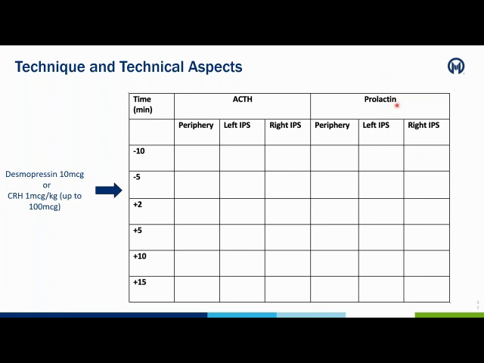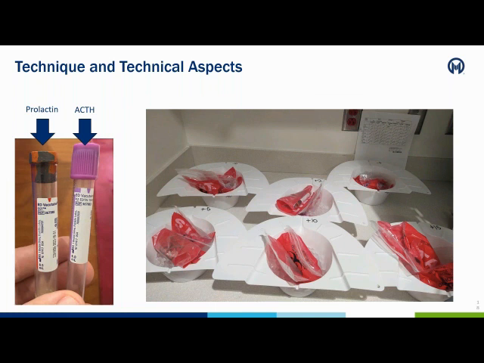The way we found to organize the number of samples during the procedure is having one nurse responsible for all the ACTH samples and the other nurse responsible for all the prolactin samples. We also need to check that the samples are being placed in the appropriate tubes, the lavender cap for ACTH and tiger cap for prolactin.